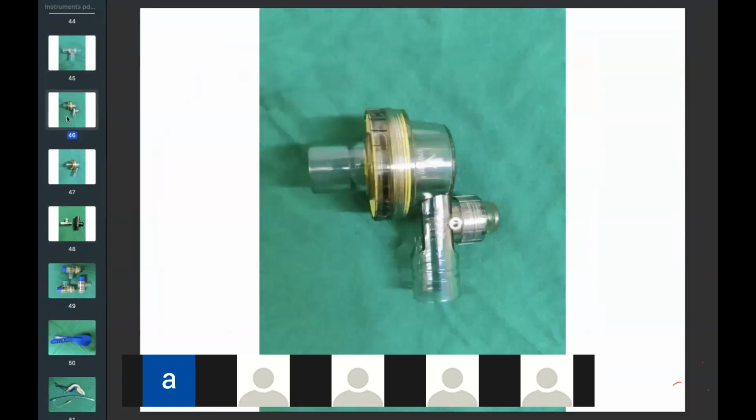This ladle valve with a relief valve. Yeah, this is a pediatric ladle valve. It has a port here so that excessive pressures can be released from here. So generally, this is used for pediatric cases.